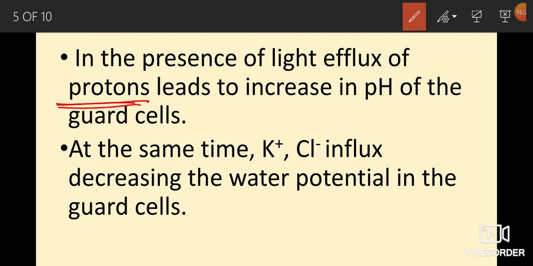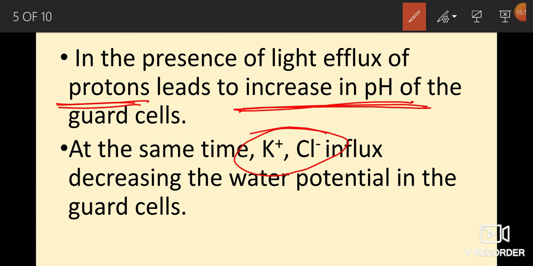It leads to an increase in pH of the guard cells, very very important. When protons efflux, it leads to a pH increase in guard cells. At the same time, potassium and chlorine. The influx of potassium associated with chlorine decreases the water potential in guard cells.